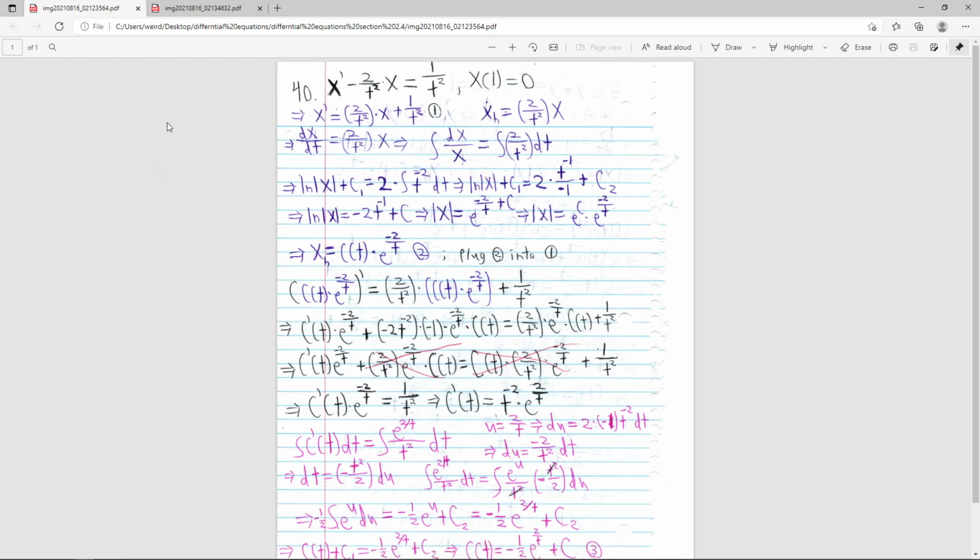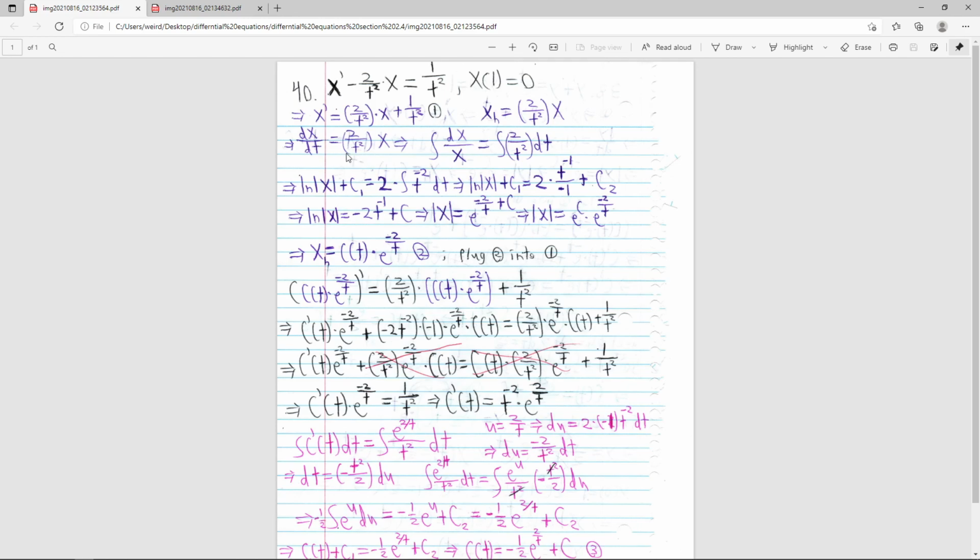So the last one. x prime minus 2 divided by t squared times x equals 1 divided by t squared, with x of 1 equals 0 as our initial condition. x prime equals 2 divided by t squared times x plus 1 over t squared is equation 1 because we have it in our standard form. For the homogeneous solution we need x h prime equals 2 divided by t squared times x. So we have to solve this.